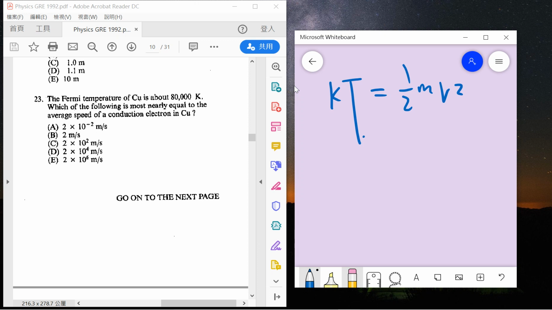So basically you know k, you know T, and you know m. The rest is just direct computation, you can just solve for v. So v is equal to the square root of 2kT over m.